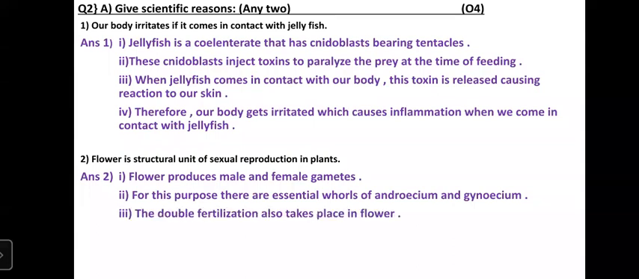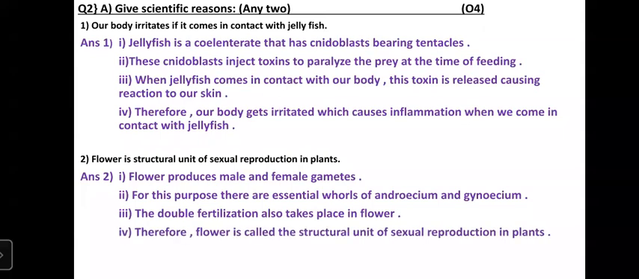Third point, double fertilization also takes place in the flower. Therefore, flower is called the structural unit of sexual reproduction in plants. So it is in the flower that reproduction takes place. The male gametes travel to the female gametes, and double fertilization takes place. That is why flower is called the structural unit of sexual reproduction in plants.